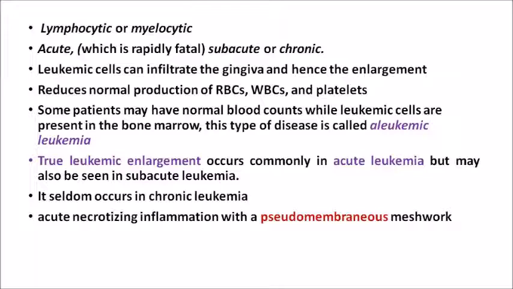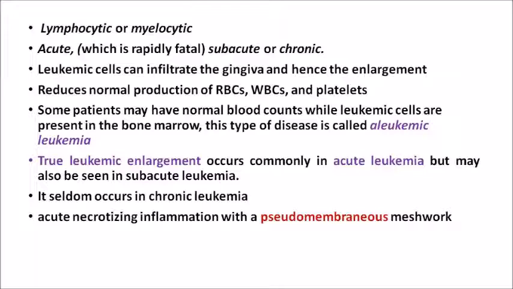Leukemia can be lymphocytic or myelocytic depending upon the lineage. It can also be acute, subacute or chronic. So whatever it be, leukemic cells infiltrate all of the gingiva and hence the enlargement happens. And since there is overproduction of the immature WBCs, there is reduced production of the normal RBC, WBC and platelet. Because of the lack of production of RBCs, the patient becomes anemic. Lack of production of WBC, the patient becomes susceptible to infections. And because of deficiency of platelets, the patient presents with bleeding disorders.